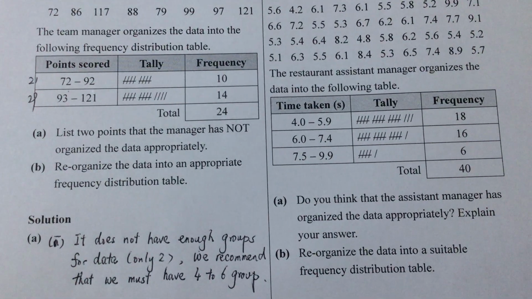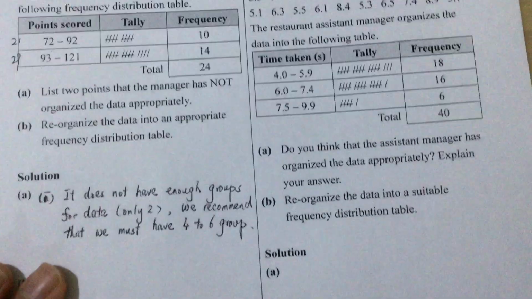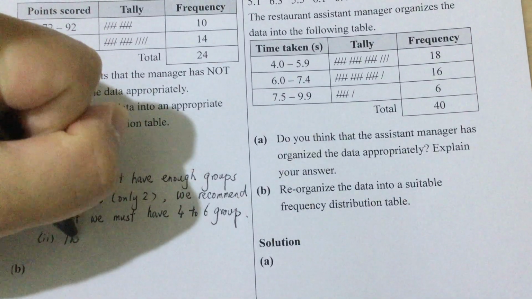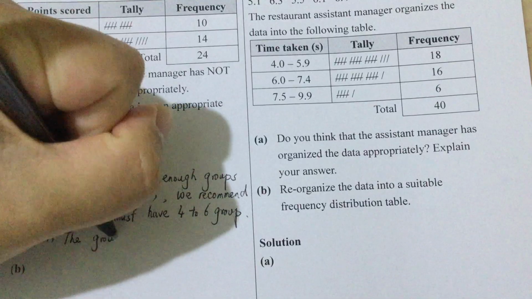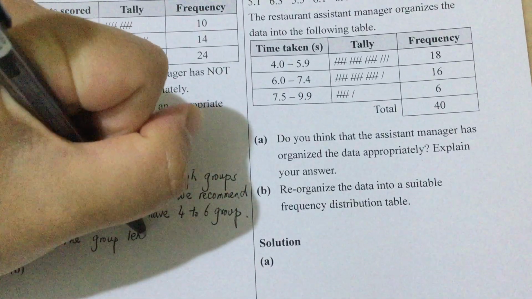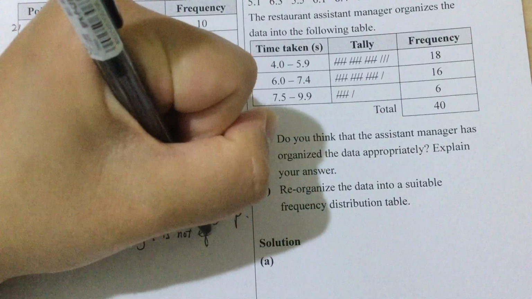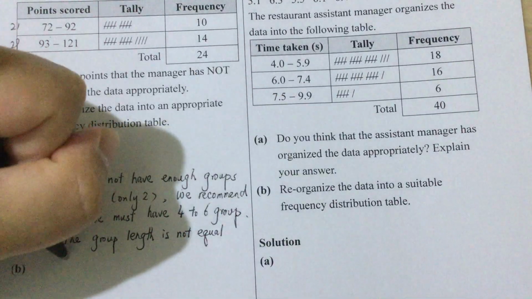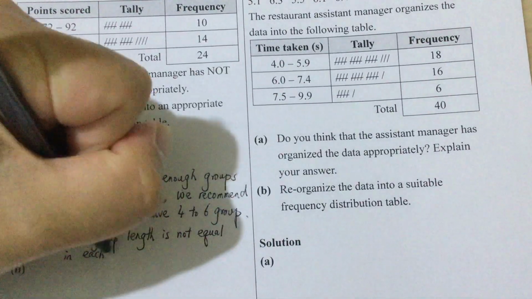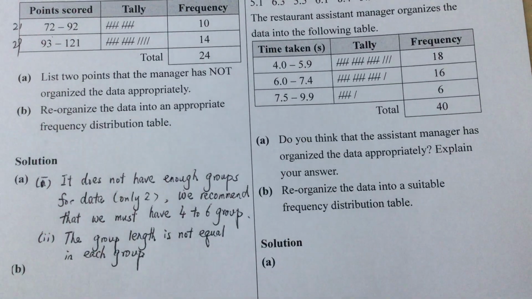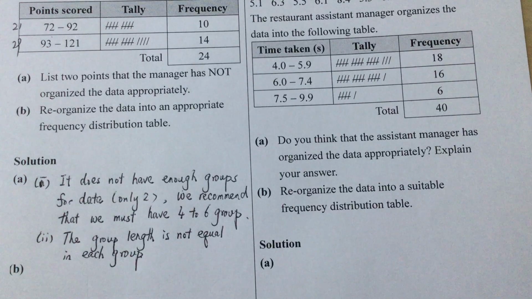That means we must always have the range. We always want the group lengths to be equal. For the second one, the answer is that the group length is not equal in each group. This is not good also. So we must make each group have the same length. What is the meaning of the same length?